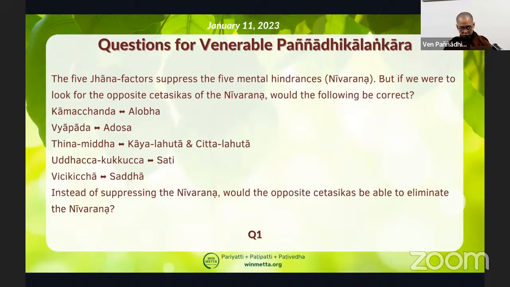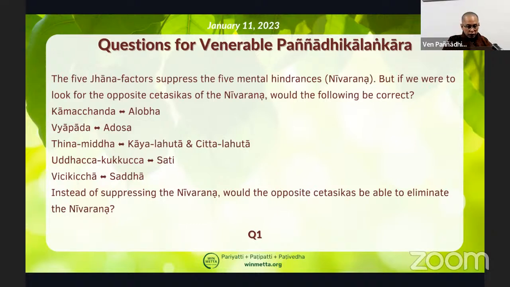Then for uddhacca kukkucca, here in the question I mentioned sati. Actually, it is mentioned as samadhi, one-pointedness. When samadhi becomes stronger, there is no more distraction, no more restlessness, and kukkucca also comes down. In this way, samadhi is the opposite of uddhacca kukkucca. This is mentioned in the Paṭisambhidāmagga commentary and the Vibhanga commentary. If you need any reference later on, you can take a note of the books.